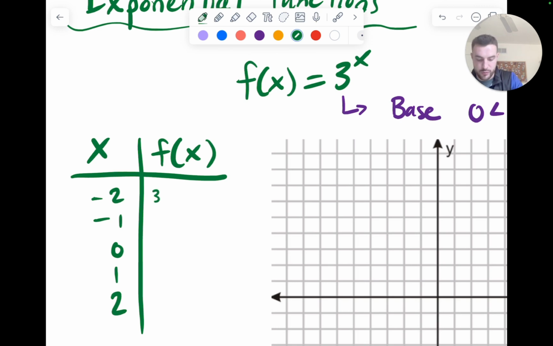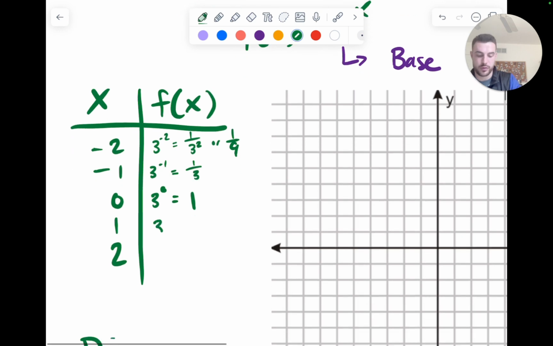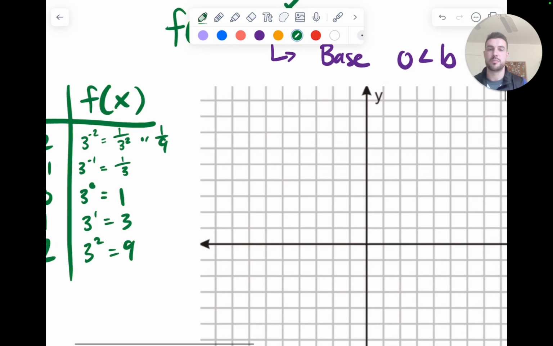So I will have 3 to the negative second, which is 1 over 3 squared, or 1 over 9. I'll have 3 to the negative first, which is the same thing as 1 over 3 to the first. I have 3 to the 0 power, and anything to the 0 power is 1. 3 to the first is 3. 3 to the second is 9. So I can go ahead and plot these points.